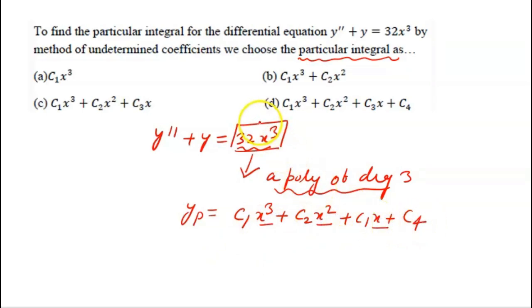So the correct answer will be what? The correct answer will be c1 x cube plus c2 x square plus c3 x plus c4. So the correct answer will be D.